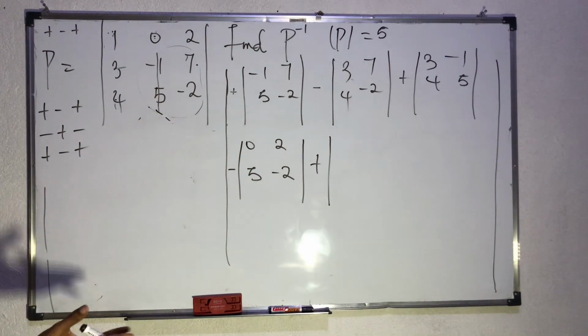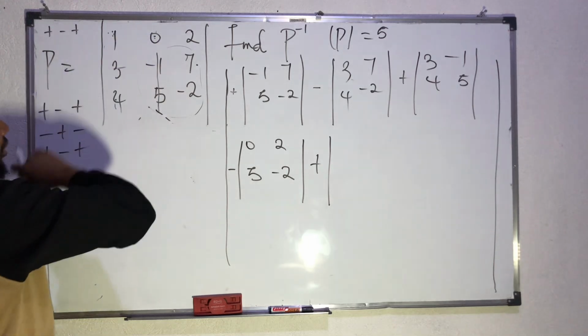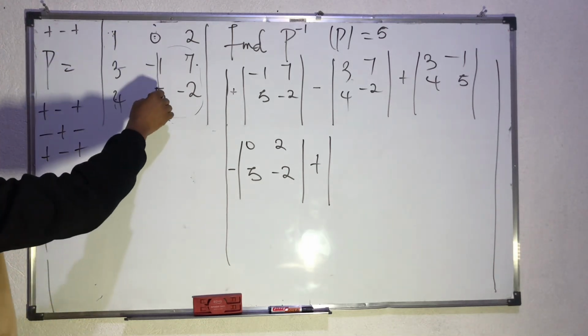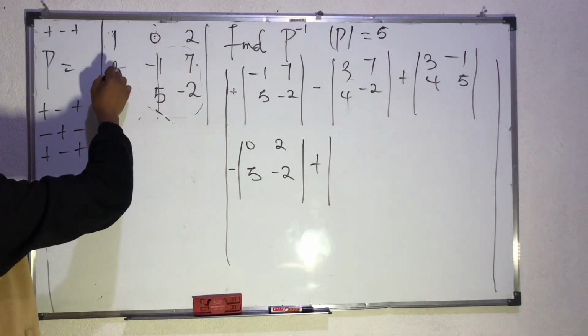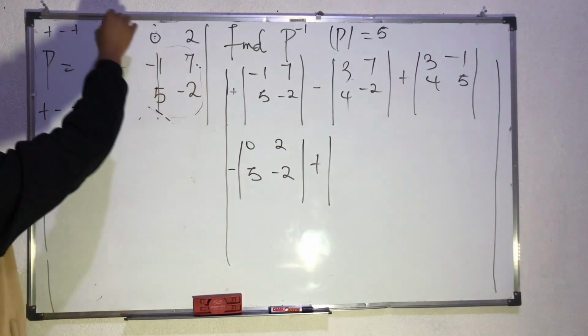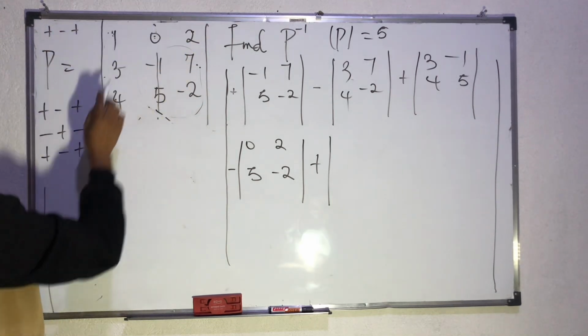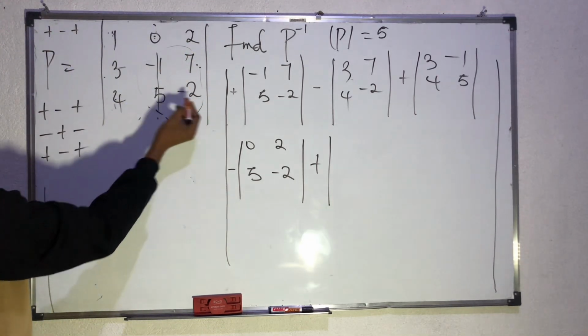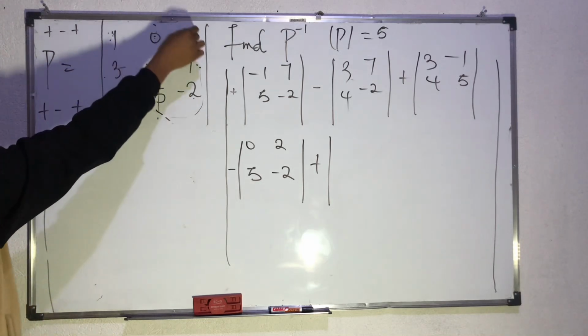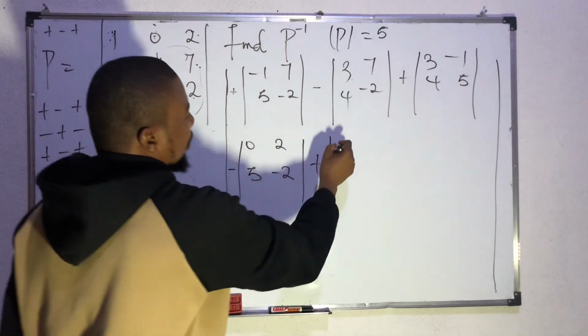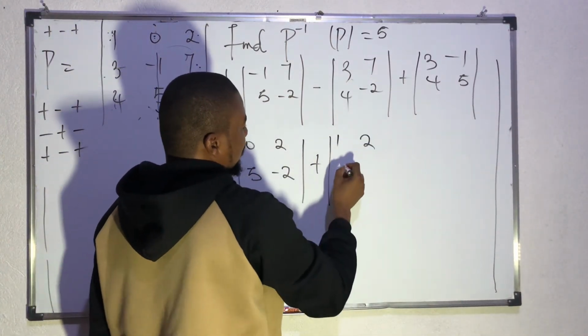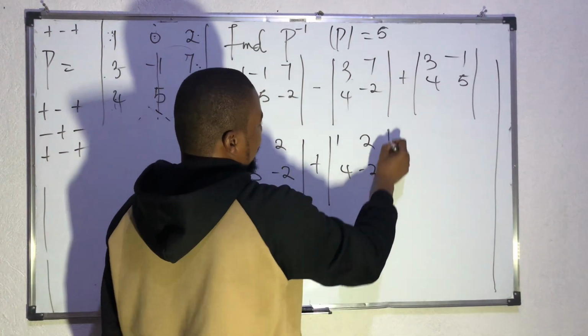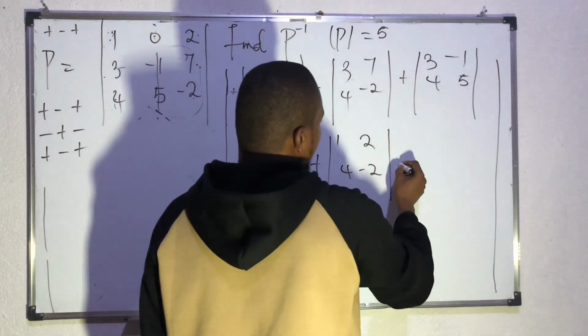Now let's go over to the next number after 3. We're trying to find the cofactors here. The next number is a negative 1. We hide the column where negative 1 is found and hide the row. What do we get? We have 1, 2, 4, negative 2. And the next one is a negative.